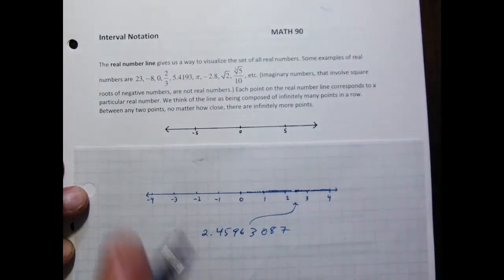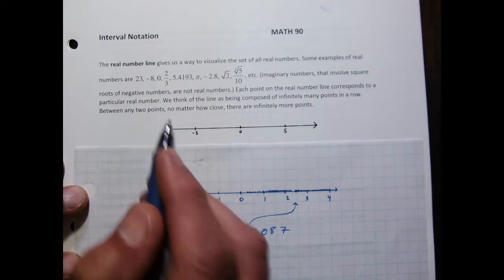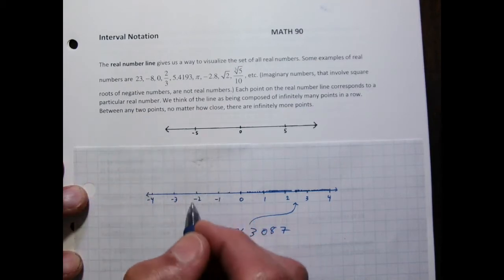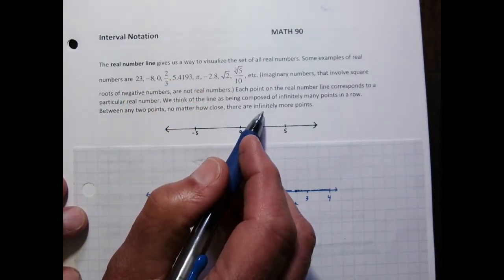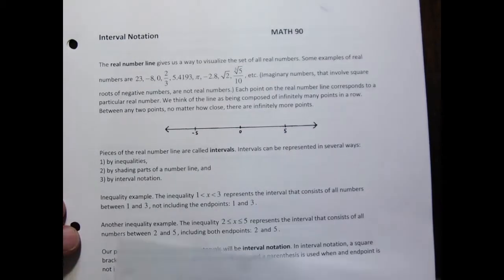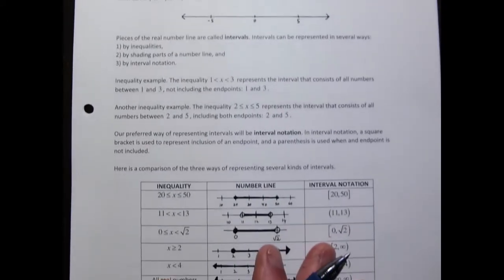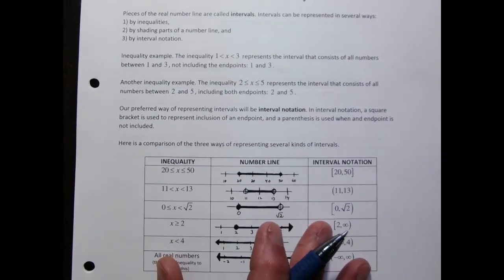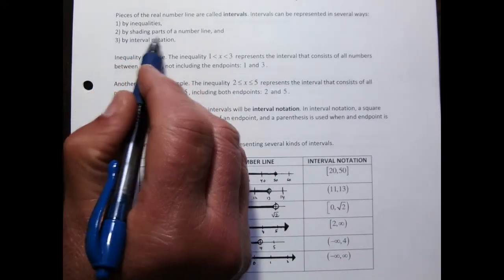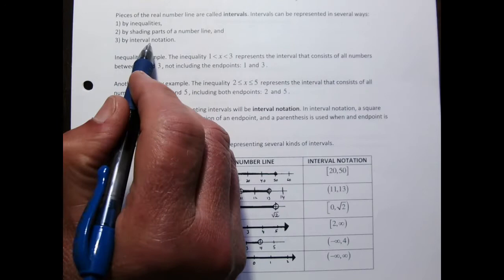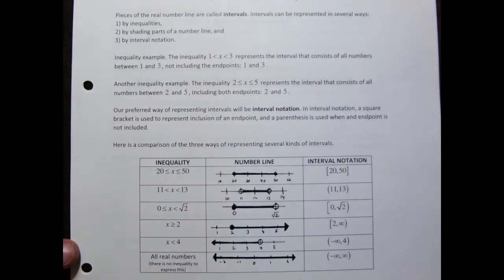And I like this statement here on this handout: between any 2 points, no matter how close you make them, how close those two real numbers are, there are infinitely many more points in between. That's kind of a mind-blowing idea. Now, pieces of the real number line are called intervals. Intervals can be represented in several ways: by inequalities, by shading parts of a number line, and by interval notation. We need to learn interval notation for use in this course.